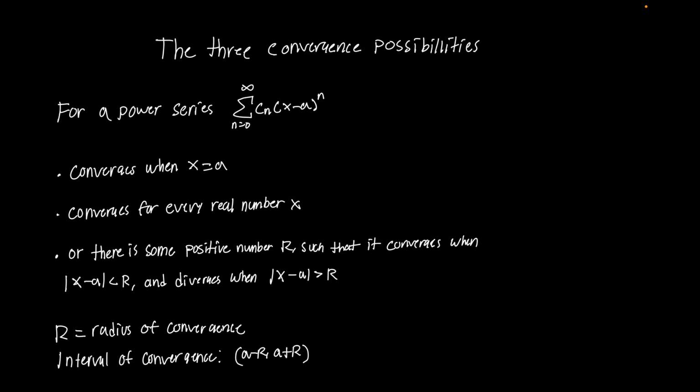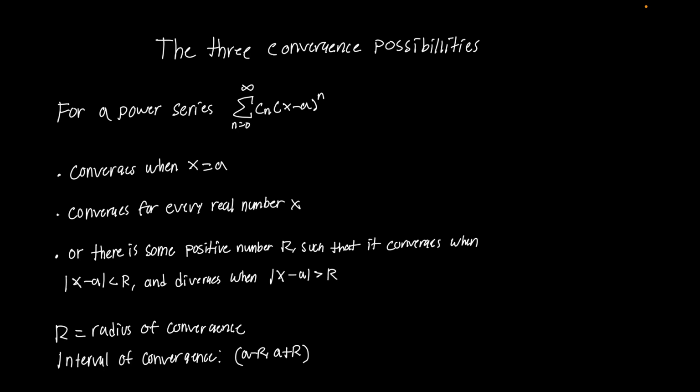So there are 3 convergence possibilities for a power series. Let's say we have a series of x minus a to the n. Then there are only 3 possibilities. The first is that it converges only when x is equal to a. The second is that it converges for every real number x. And lastly, there's a positive number r such that it converges when the absolute value of x minus a is less than r, and diverges when the absolute value of x minus a is greater than r. That number r is called the radius of convergence.